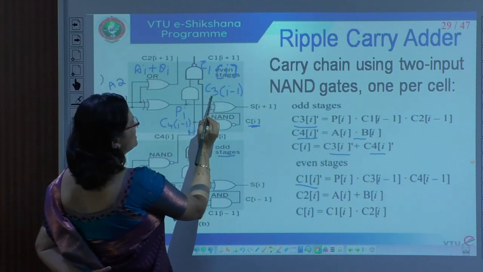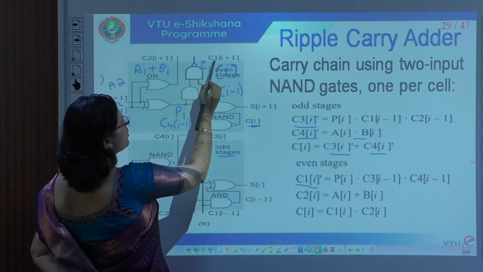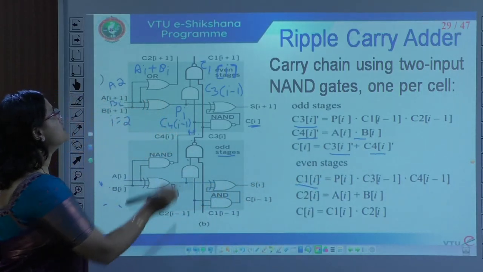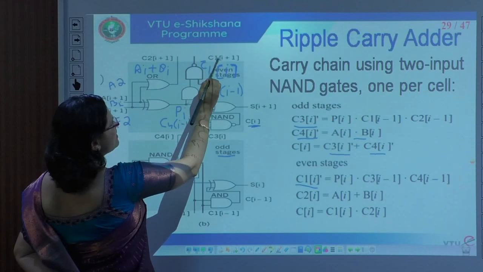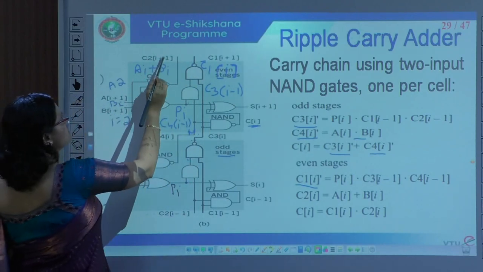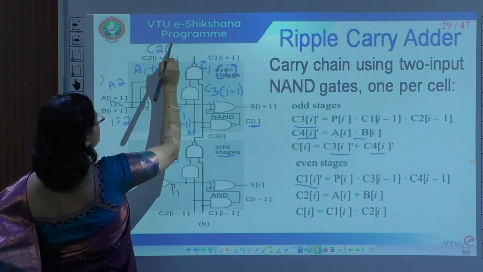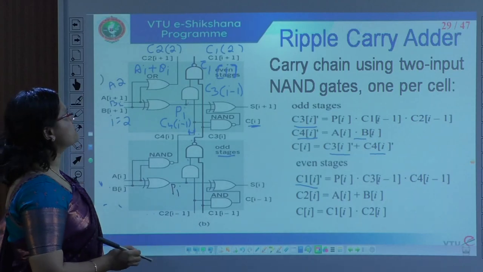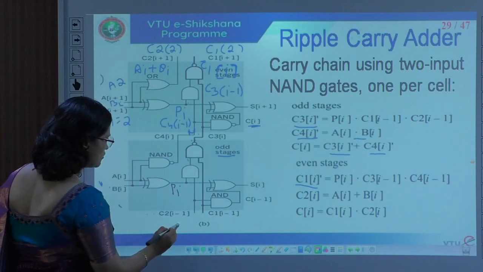So C3 of I minus 1 into Pi into C4 of I minus 1 is what you are going to get here as C1 dash of I. This C1 dash of I, I'll be calling it C1 of I plus 1, and this one I'll be calling C2 of I plus 1. Suppose I substitute I equal to 1, then I get here C2 of 2 and C1 of 2. So this C1 of 2 is nothing but your MSB minus 1, and this C2 of 2 is nothing but your MSB.